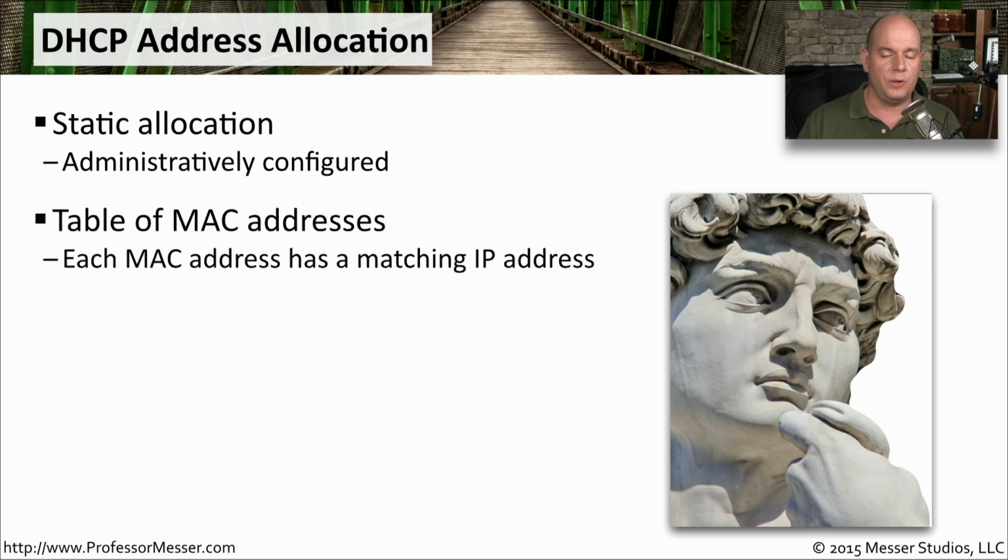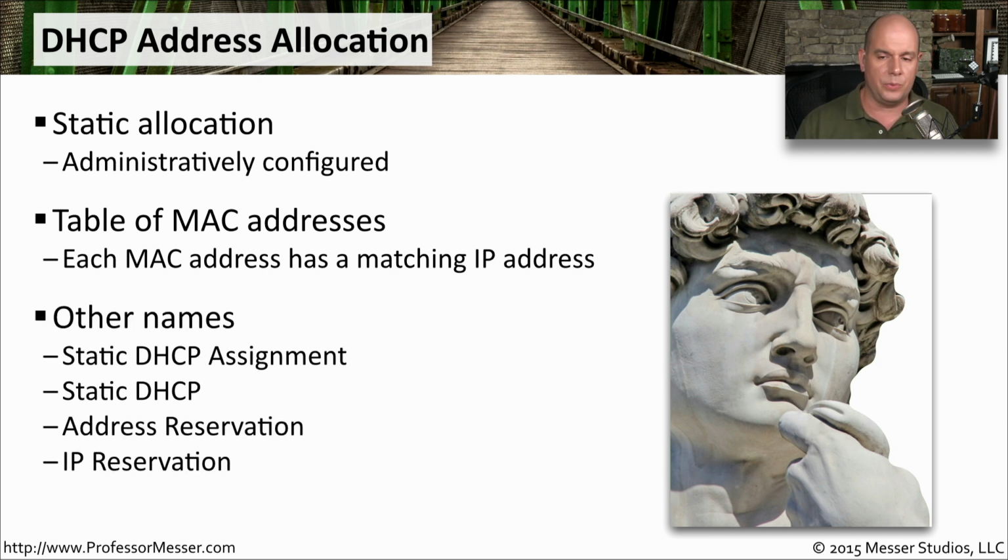Your DHCP server will have a table of MAC addresses, and you'll configure what IP address should be associated with that MAC address. If that MAC address is seen by the DHCP server, it will automatically assign that IP address. That IP address is also not going to be used in the pool, so you can be assured that it will be held back and statically assigned every time that device hits the network. You may see this also referred to as static DHCP assignment, static DHCP address reservation, or IP reservation.